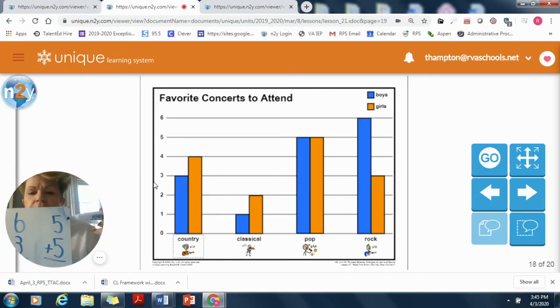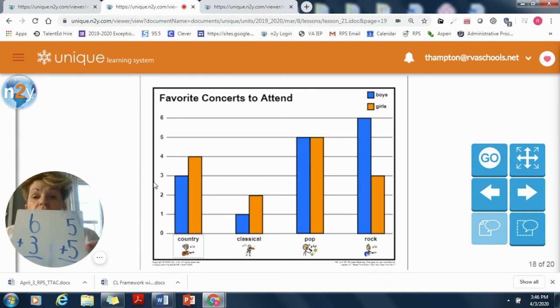So for our pop concert, it was 5 boys plus 5 girls. And for our rock concert, it was 6 boys and 3 girls. Now, what we have to do is find out which got the most votes. So remember, the girls are a vote and the boys are a vote. But we have to put those together to see which has the most.